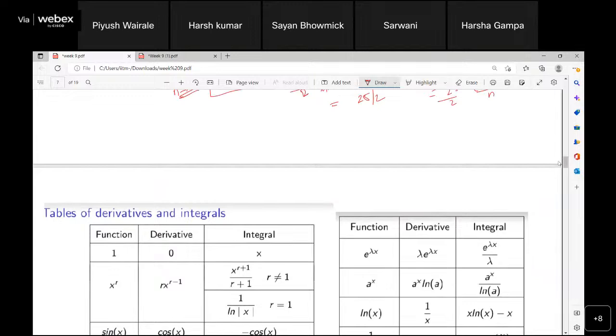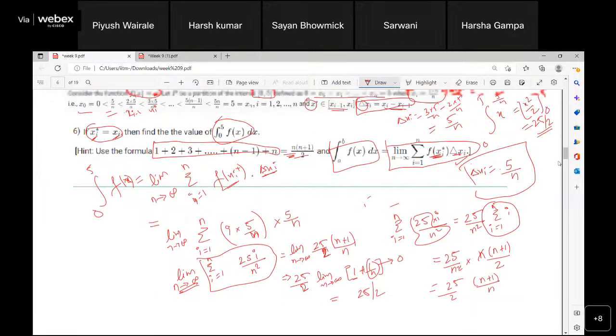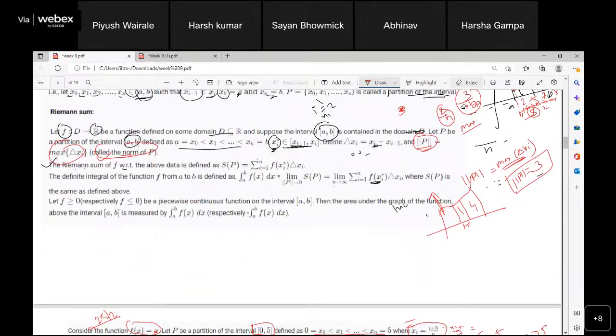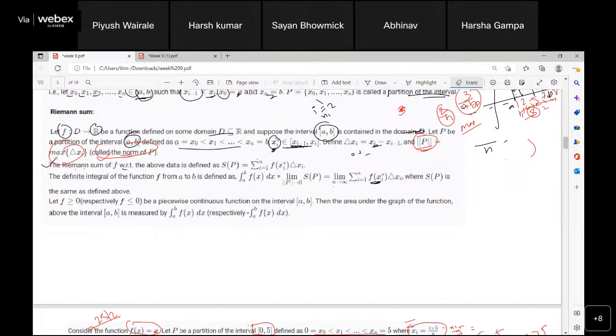Sir, can you explain once again this norm P thing? Norm P. Okay. So norm P means, suppose I have this curve like this. I have this interval A to B, right? Say A to B means say 1 to 10. I am dividing this curve into different intervals, not equal intervals.